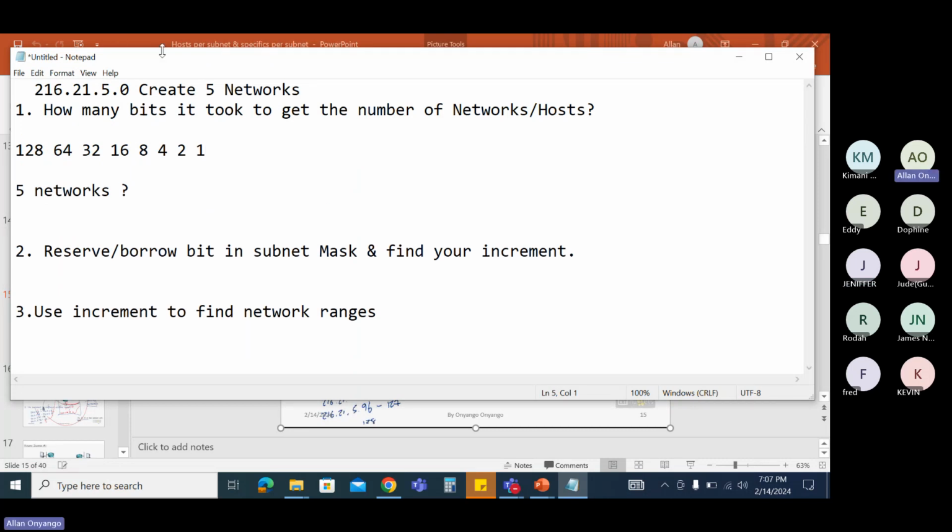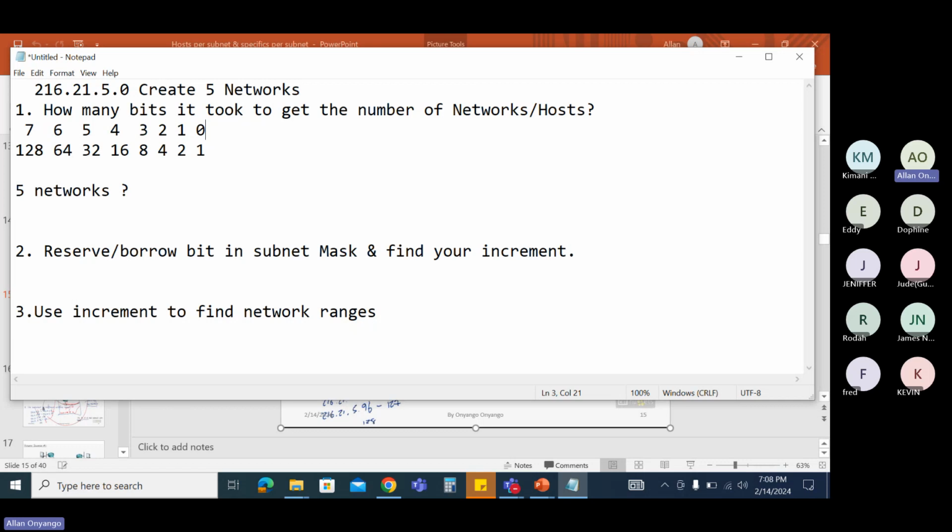This question requires you to know that 128 is 2 to power? 7. Very good. 64 is 2 to power 6. 32? 2 to power 5. 16? 2 to power 4. 8? 2 to power 3. 4? 2 to power 2. 2 is 2 to power 1. And 1 is 2 to power 0. Those are our powers. 2 to power 0 is 1, 2 to power 1 is 2, 2 to power 2 is 4, 2 to power 3 is 8, 2 to power 4 is 16, 2 to power 5 is 32, 2 to power 6 is 64, 2 to power 7 is 128.